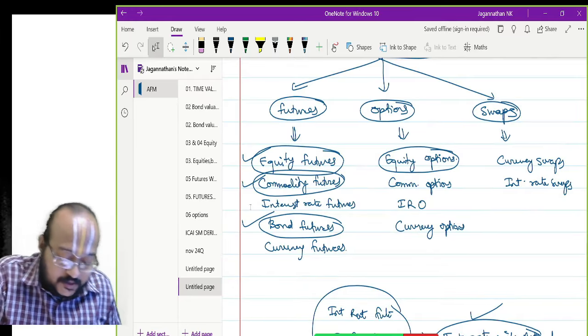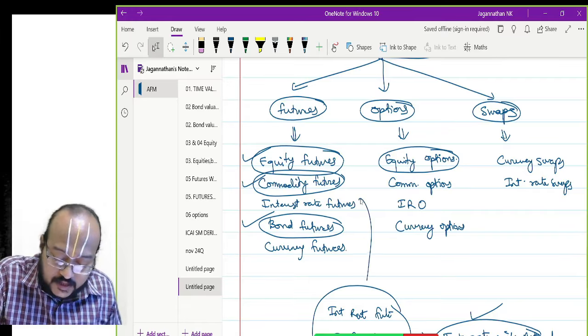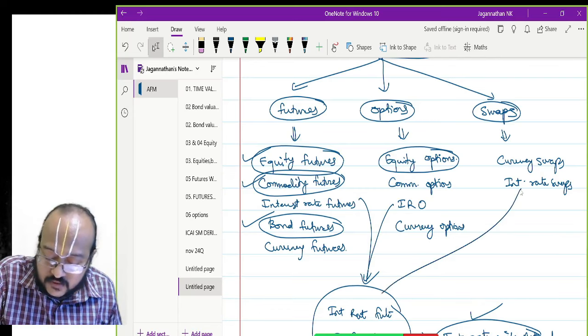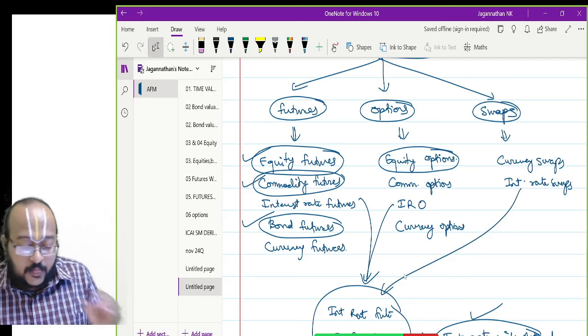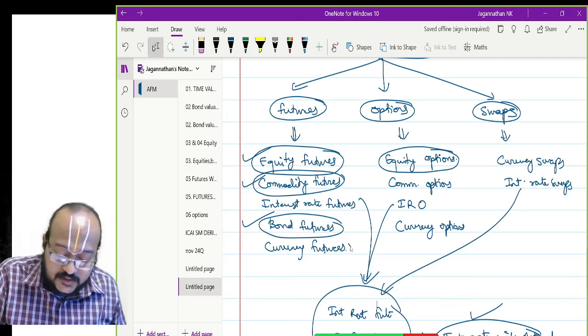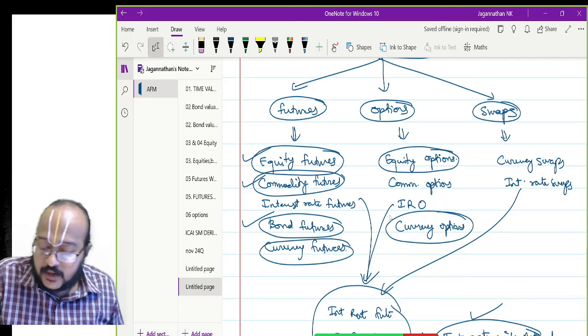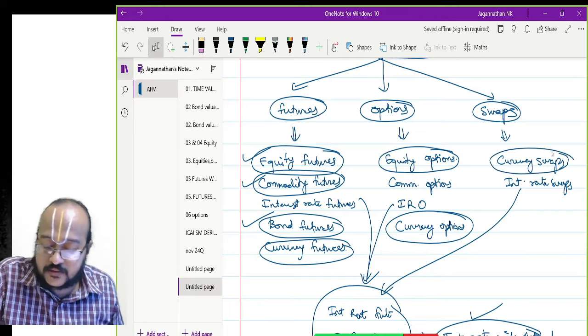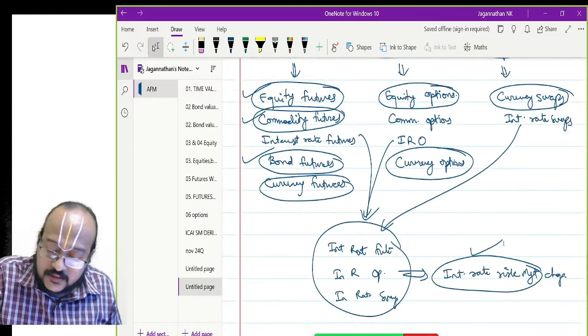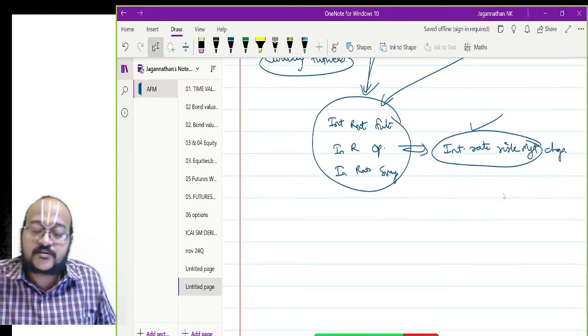Correct? Interest rate futures we discussed there. Again, the interest rate option is discussed there. Interest rate swaps is discussed there. Over. Now come to other areas. Currency futures, currency options, and currency swaps. These things are discussed under the forex chapter.